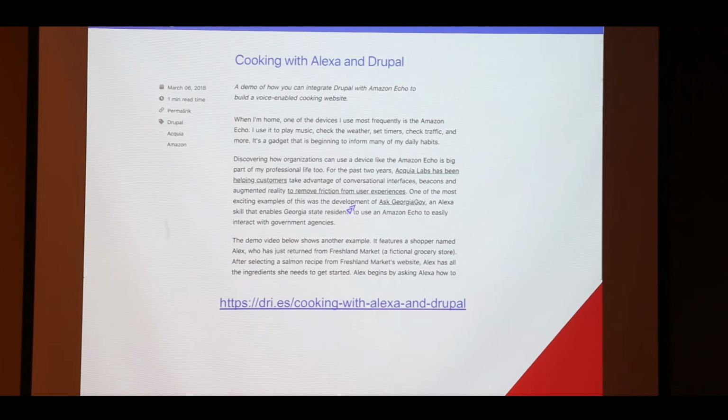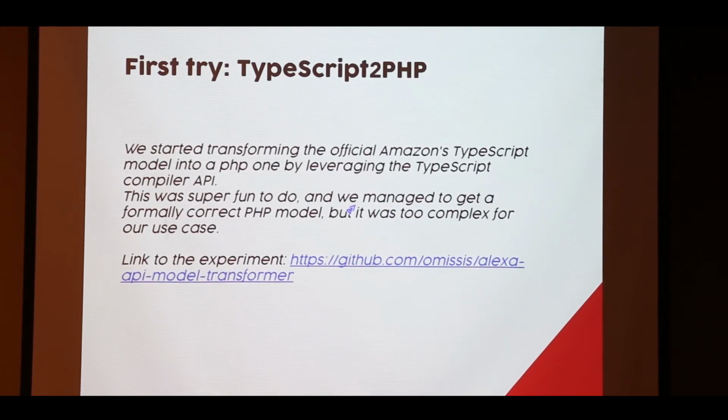But before that, we started with this article that maybe all of you have read, or at least you heard about it. It's something that Dries wrote about Alexa and a module that is already available. But unfortunately, this module was not doing what we needed. So the developer that worked on that started first from that. So he started transforming the official Amazon TypeScript model into a PHP one. But then he realized that it was very fun, at least this is what he told me, but it was not the right solution. It was too complicated for what we really needed.